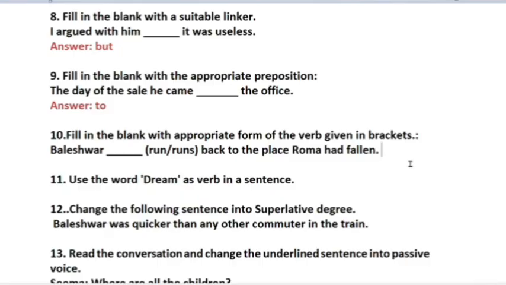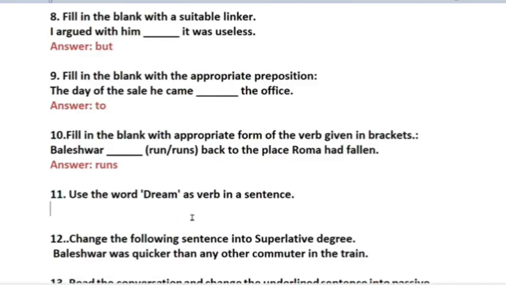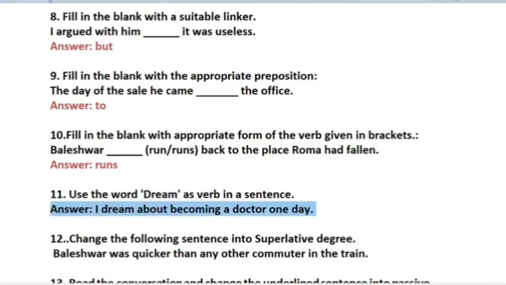10th one. Fill in the blanks with appropriate form of the verb given in the bracket. Baleshwar dash run or runs in the bracket, back to the place Roma had fallen. Answer is runs. Baleshwar runs back to the place Roma had fallen. 11th one. Use the word dream as verb in a sentence. Answer, I dream about becoming a doctor one day.